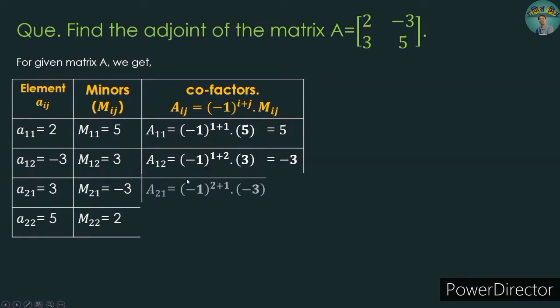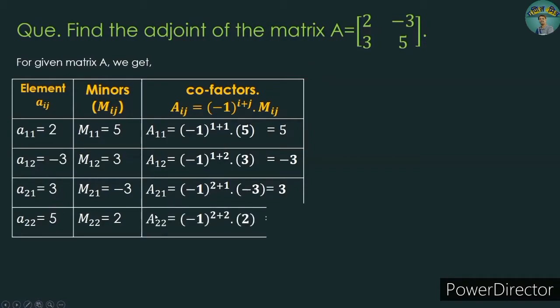Similarly, we will find the next element, A21, and A21 means 2 plus 1, which is 3, and again we will get minus 1 into minus 3, which is plus 3. And lastly, A22, where minus 1 raised to 2 plus 2, 2 plus 2 means 4. So minus 1 raised to 4 means plus 1 into 2, which is 2.